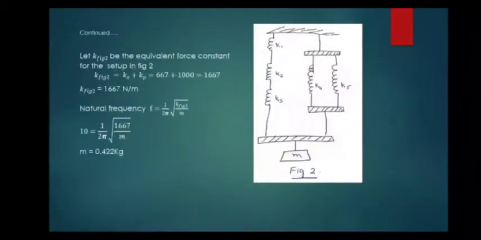To calculate the mass for this setup, we have the formula for natural frequency f is equal to 1 divided by 2 pi times the square root of K figure 2 divided by M. When you substitute the resultant spring constant as 1667 and the natural frequency as 10, you will get mass as 0.422 kg.